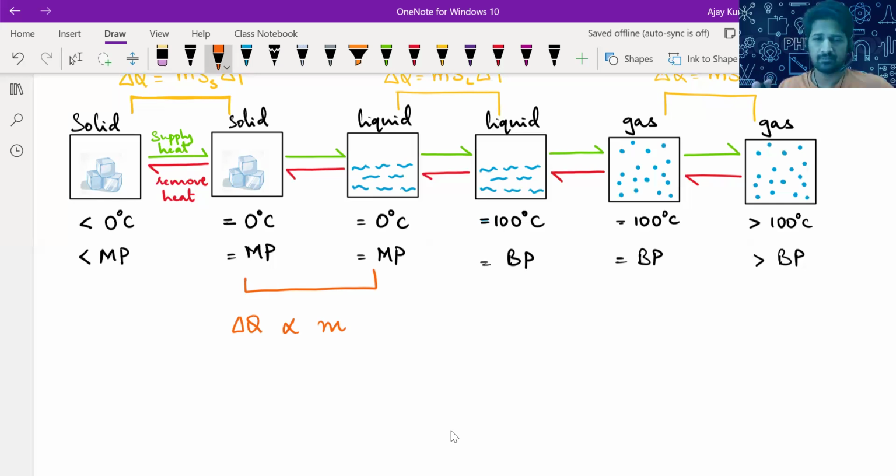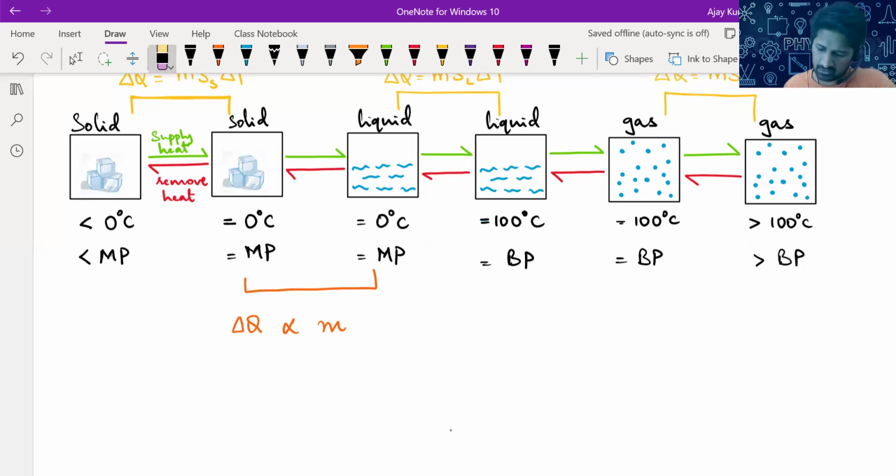And it obviously depends on the material also. To melt 1 kg of ice to water, you may require a certain amount of heat. But to melt 1 kg of, let's say, steel, you may require a different amount of heat. So it definitely depends on the material, molecular properties. So the heat required for state change depends on the amount of material that is present, the mass, and it also depends on the type of material.